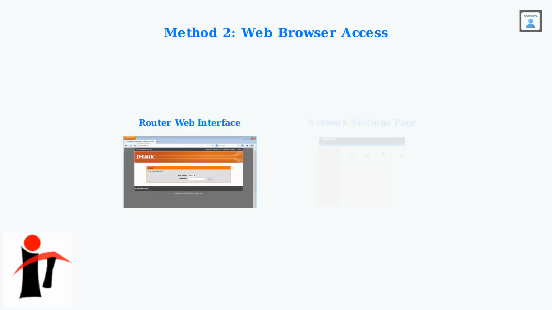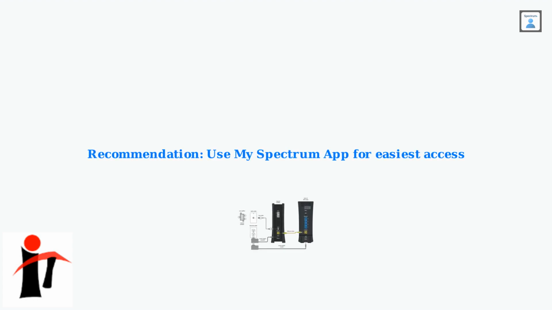The web interface provides comprehensive access to router settings. You can configure the same basic settings as the app, plus additional advanced options like port forwarding and DNS server configuration. Both methods provide access to essential router settings, but the My Spectrum app is recommended for most users due to its simplified interface and mobile convenience. Whether you choose the mobile app or web browser method, you now have the knowledge to access and manage your Spectrum Wi-Fi 7 router settings effectively.